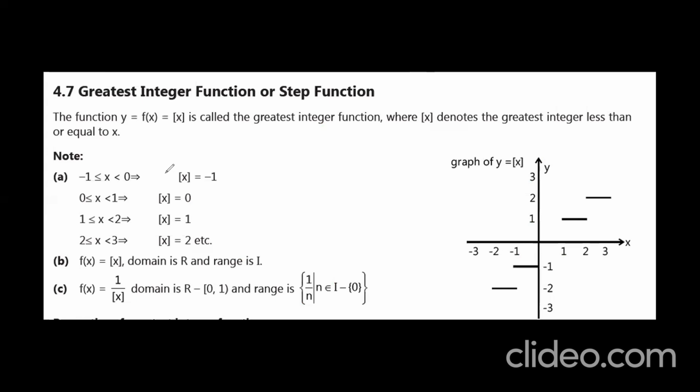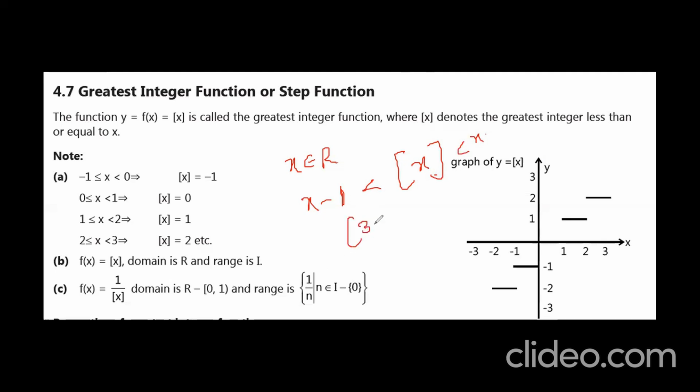Greatest integer function, this one. In this greatest integer function, x belongs to R, and the greatest integer less than or equal to x is called the integral part of x. You take x minus 1 always less than the integral part of x, so x minus 1 is less than the integral part of x, which is less than or equal to x. That is the meaning, for all x belongs to R.